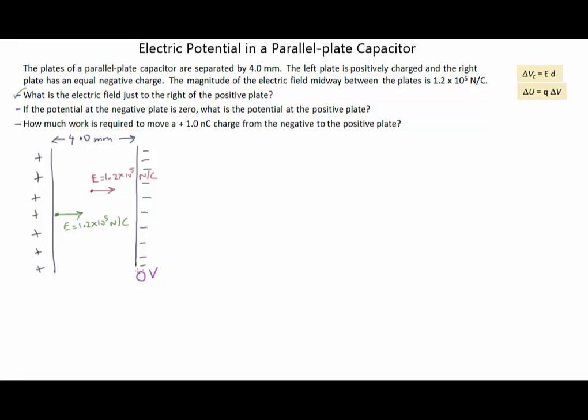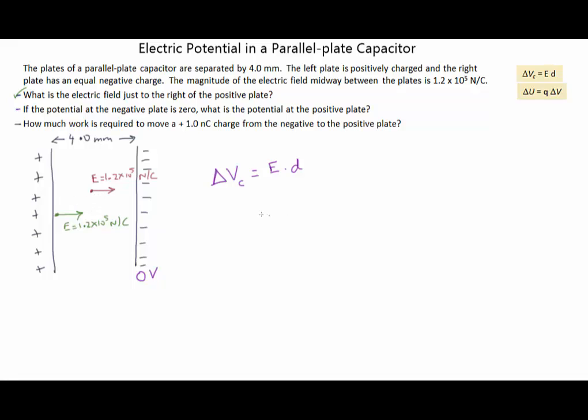The second one asked for the potential at the positive plate once the potential at the negative plate is given. And we just derived an equation for the case of a parallel plate capacitor and other situations where the electric field is uniform. We have this equation that the potential difference between any 2 points is given by the electric field times the distance between those 2 points measured along the direction of the electric field.